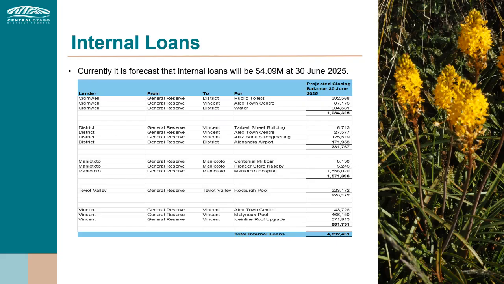Within here, the district loan had three loans to Vincent, so that is for the Albert Street building, the Alex Town Centre, and the ANZ Bank Street. It then lent to itself general reserve to the Alex Airport reserve, 171,000, and then the balance of those, the total lent to itself was finance store, hospital, Teviot, as we know, lent to itself in Roxburgh Pool, and then Vincent lent to itself for the last three there for the Alex Town Centre, Molly Pool, and the Ice Line roof upgrade.